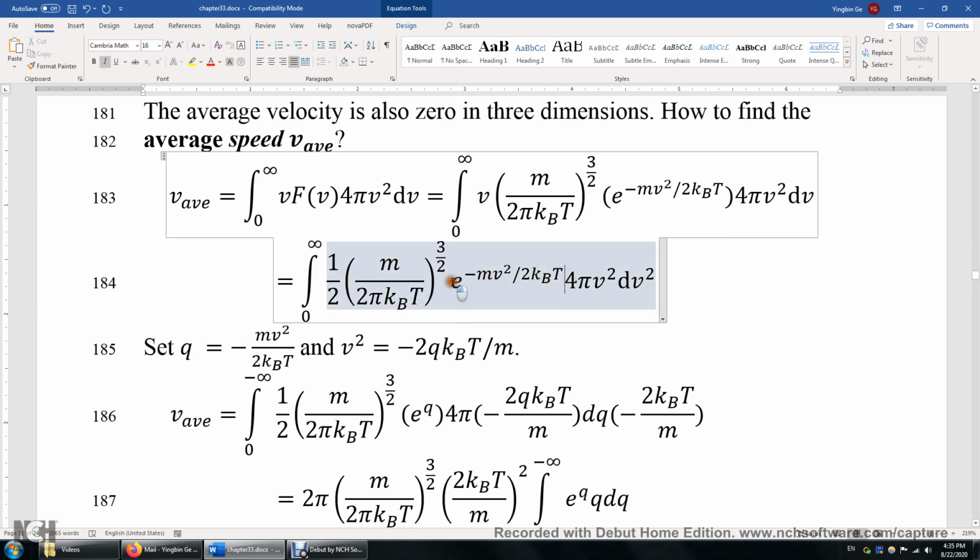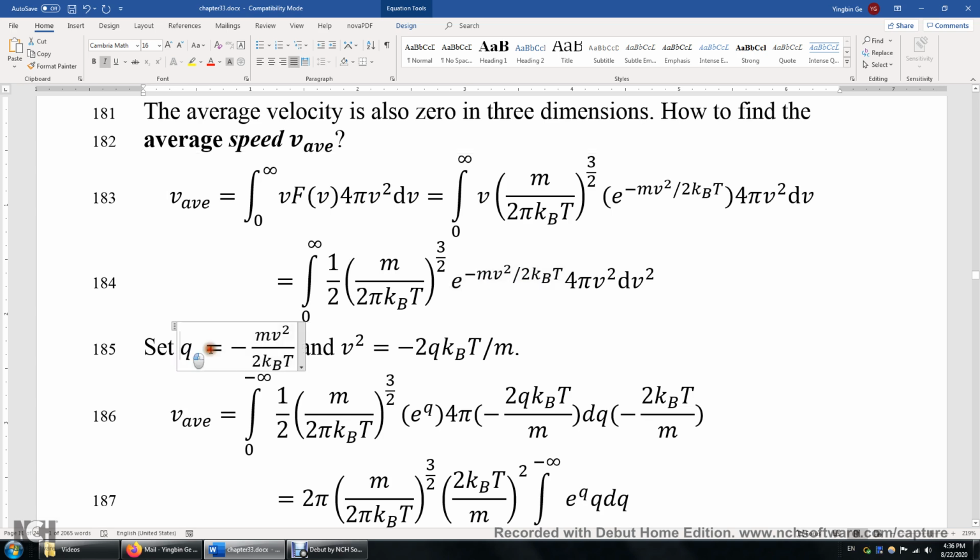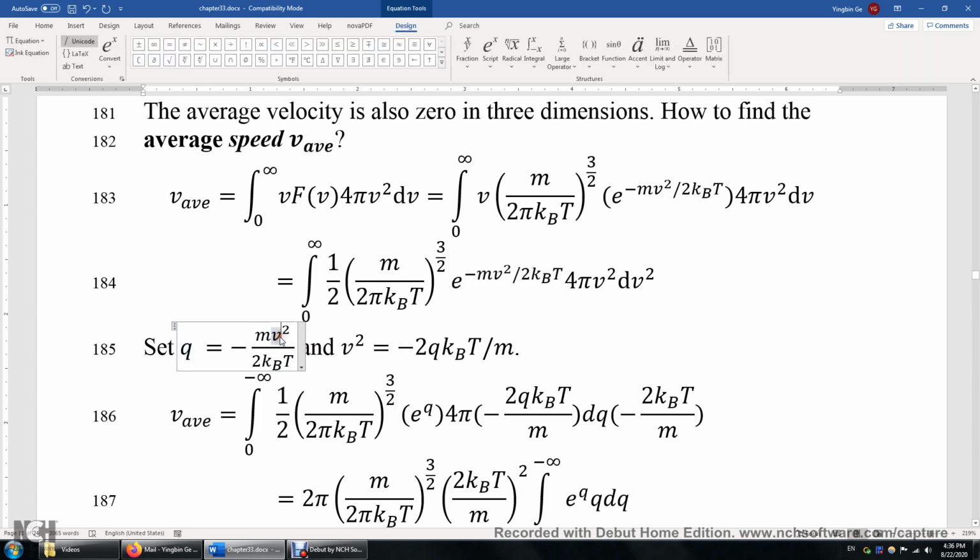Again, over here, this part becomes e to the power of q. So that's very simple, by using this variable substitution. And then v squared can also be expressed in terms of q, right? So now we replace v squared with q. So this 4 pi v squared is 4 pi, and this part is your q. And v squared becomes q times this constant. Again, this is just variable substitution.